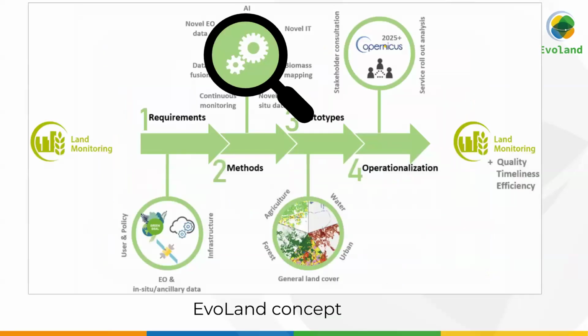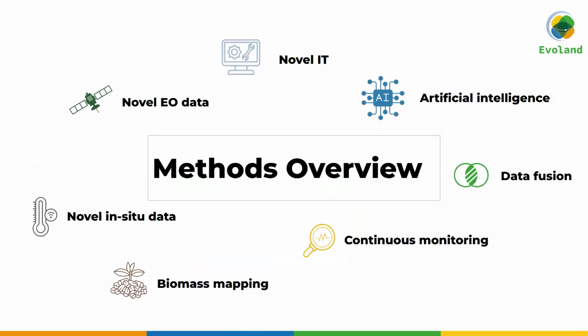Looking a bit more at the different methods we were using within the projects, you see them here. We were looking into using novel EO and in situ data. And as mentioned, we checked with the prototype developers what kind of data they need, and brought HR data and in situ data in their workflows to improve the quality and the resolution of the results.